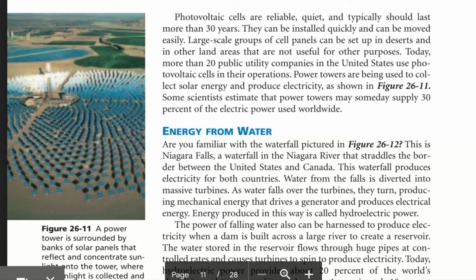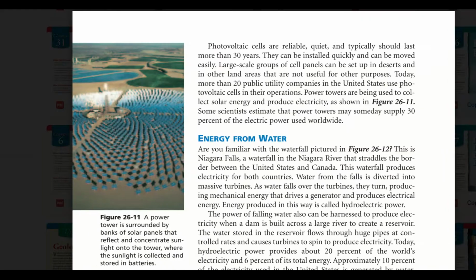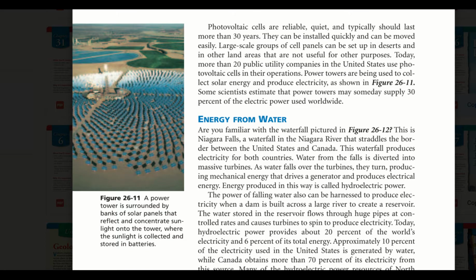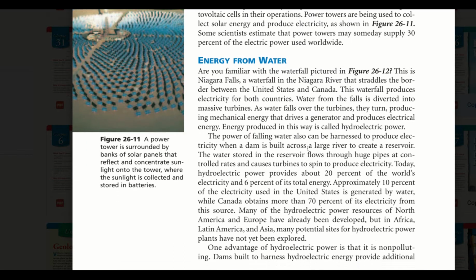Large-scale groups of cell panels can be set up in the desert and in other land areas that are not useful for other purposes. Today, more than 20 public utility companies in the United States use photovoltaic cells in their operations. Power towers are being used to collect solar energy and produce electricity, as shown in Figure 26-11. Some scientists estimate that power towers may someday supply 30% of the electric power used worldwide.